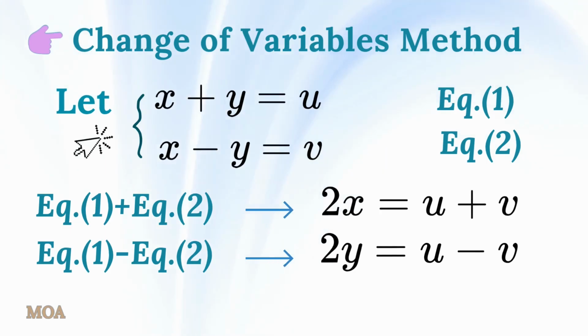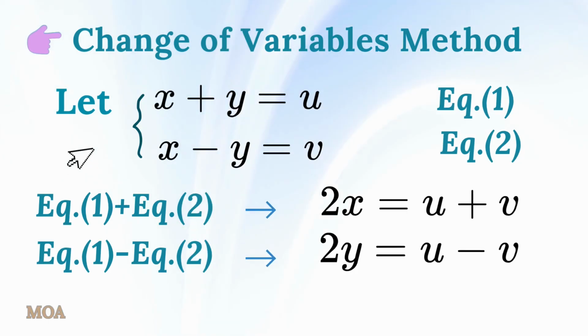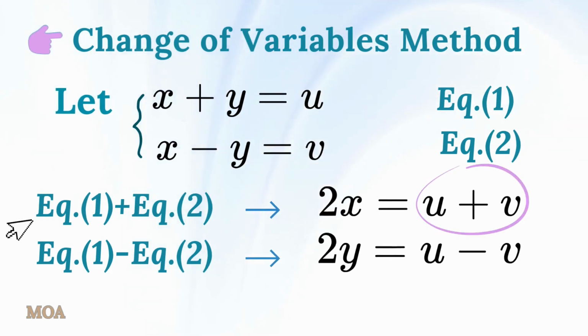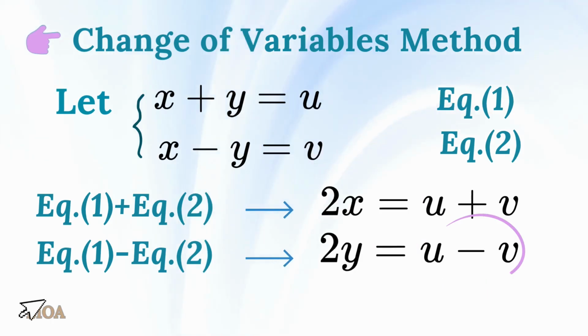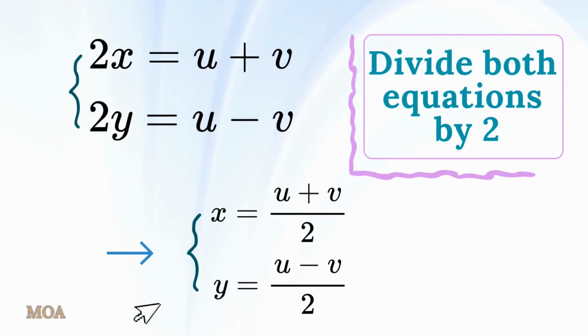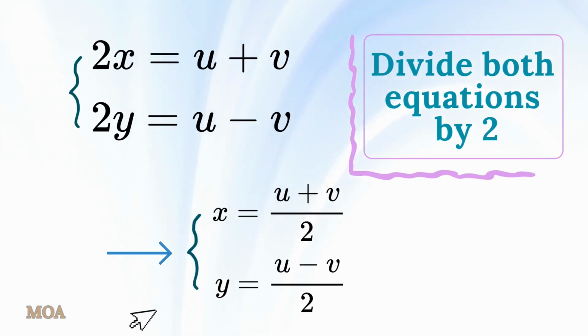So let x plus y equals u, denoted by equation 1. x minus y equals v, labeled equation 2. Adding equations 1 and 2 yields 2x equals u plus v, while subtracting equation 2 from equation 1 gives 2 times y equals u minus v. Dividing both equations by 2, we obtain the expressions for x and y in terms of our new variables. x equals (u plus v) over 2, and y equals (u minus v) over 2.